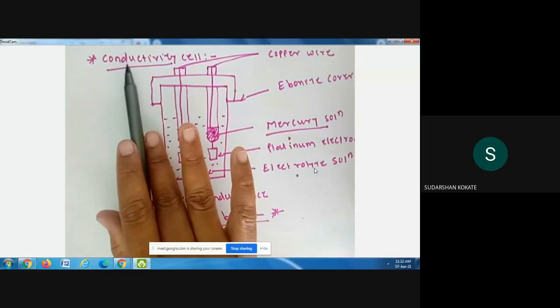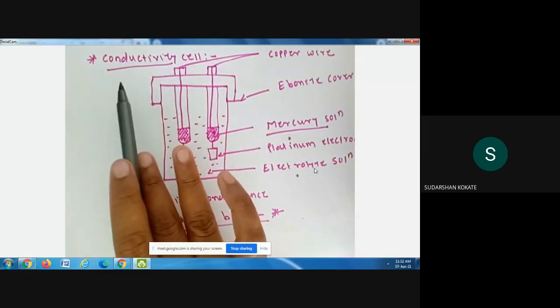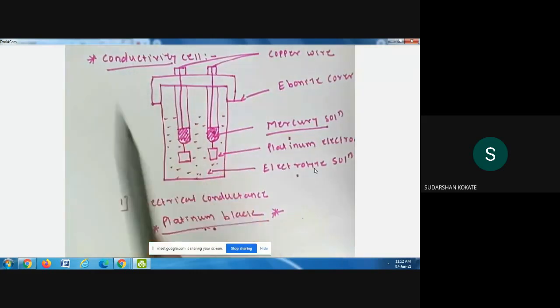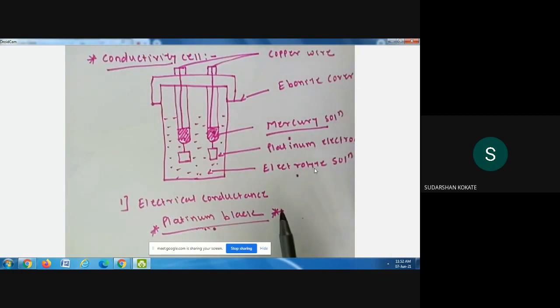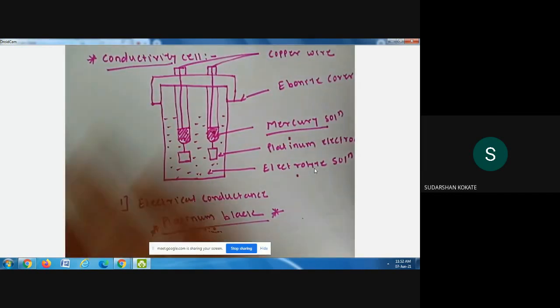your conductivity cell. The important MCQ which is asked on this topic is, in a conductivity cell the electrodes are kept in dash dash powder. So the important point is that it is your platinum black powder. Is that clear to you up to this point? Yes.